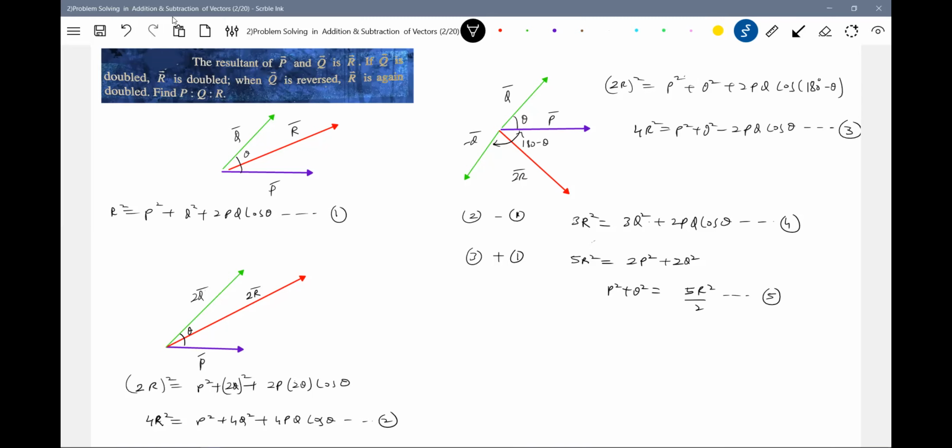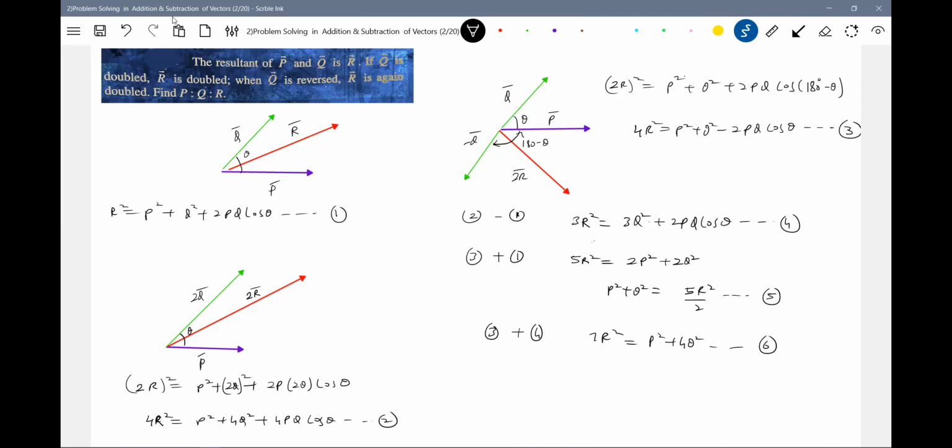Three and 4, let me add up. Again, I'll go for 3 and 4. Equation 3 plus equation 4: 7R square equal to P square plus 4Q square. Equation 6, I'll write it. Okay, I think now we have equation 5 and 6. So using 5 and 6, we can get all the remaining things.